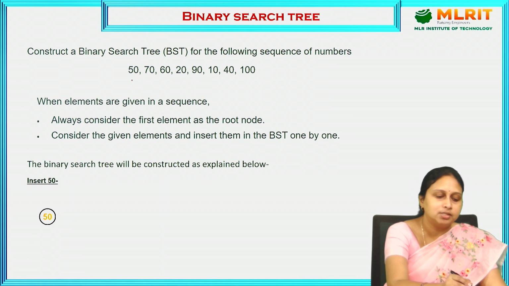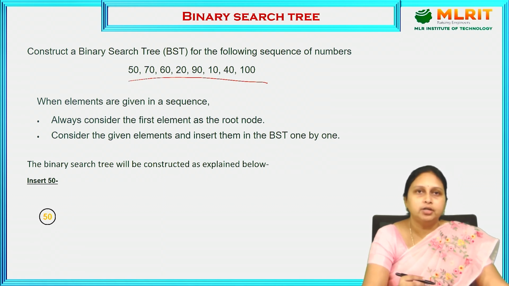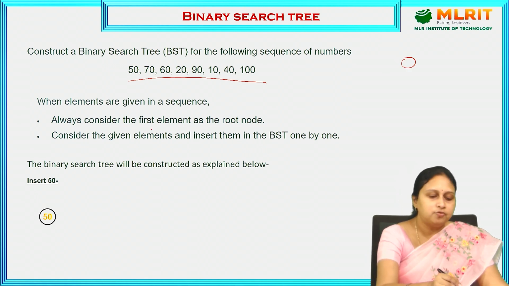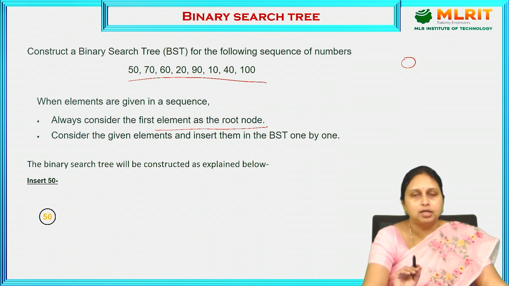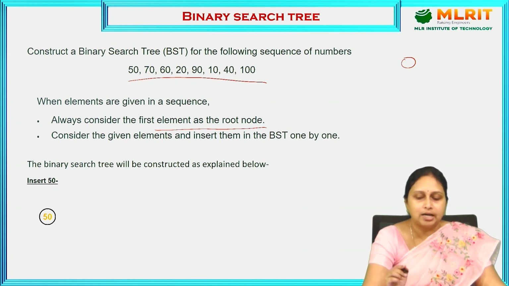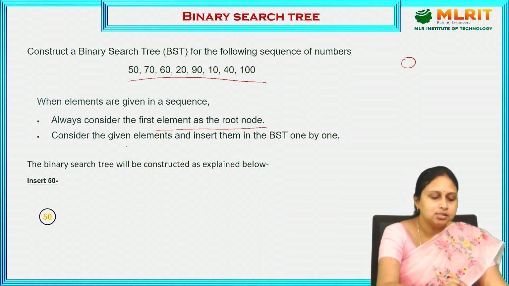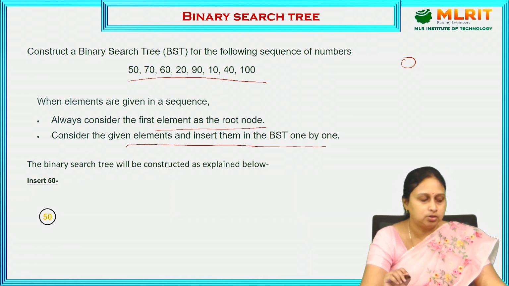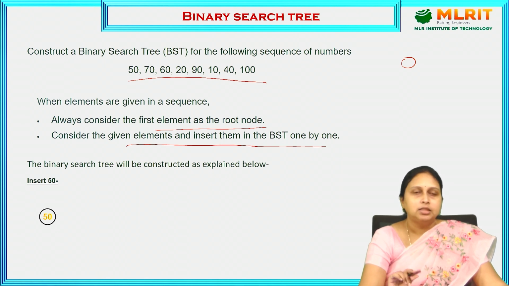These are the elements that were given. When we construct a binary search tree, we have to follow the same condition. Whatever element is given first in the order should be the root node. Consider the given elements and insert them in the BST one by one. One after another, we need to insert the elements into the BST. The binary search tree will be constructed as explained below.